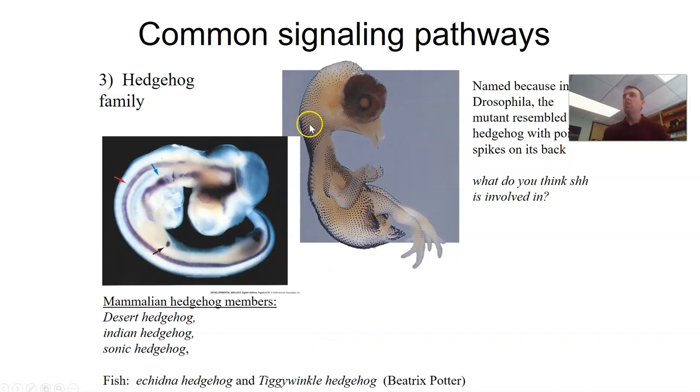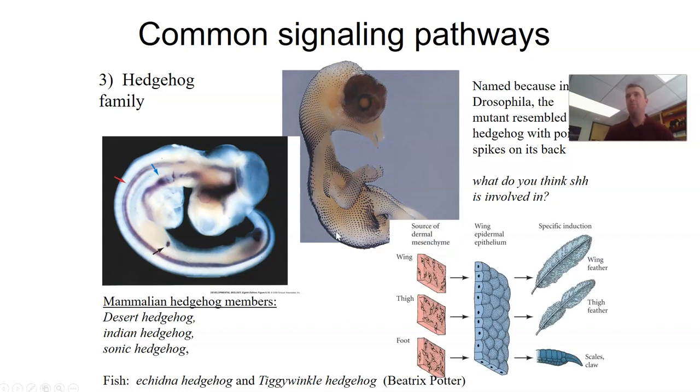So here we see sonic hedgehog, SHH, this is in situ hybridization, so it's where it's expressed. Based on that, what do you think it's involved in? Well, it's involved in development of the feathers. When sonic hedgehog isn't functional, when it's knocked out, you don't get feathers, and therefore they decided the embryo looks like a hedgehog because it has these bumps instead of feathers on its back. So it's named based on the phenotype when it's knocked out.